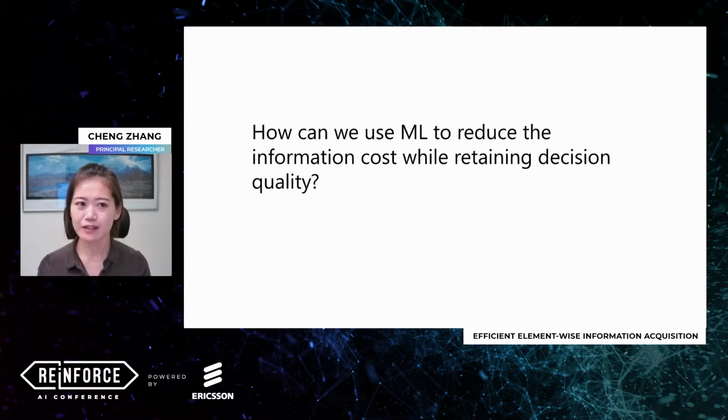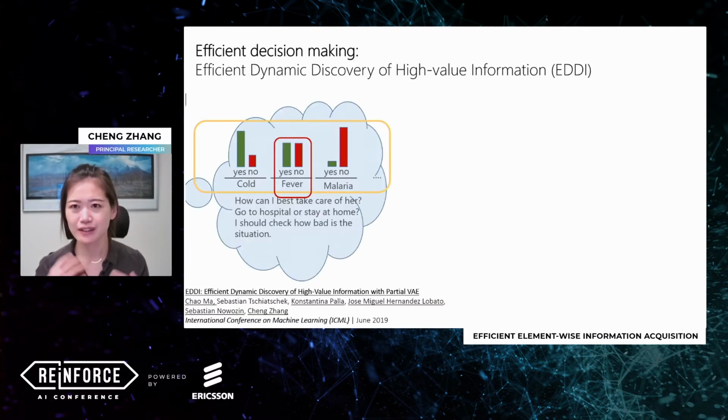So here is the final question we really want to answer from the talk: how can we use machine learning to reduce the information cost while retaining the decision-making quality? I'll go a little bit technical and present one of our solutions. Our solution is called EDDI. It stands for Efficient Dynamic Discovery of High-Value Information.